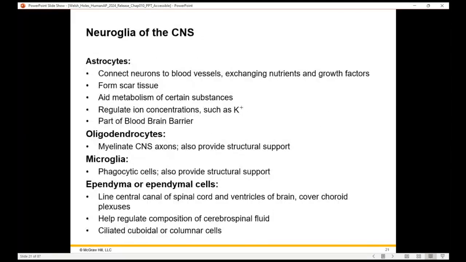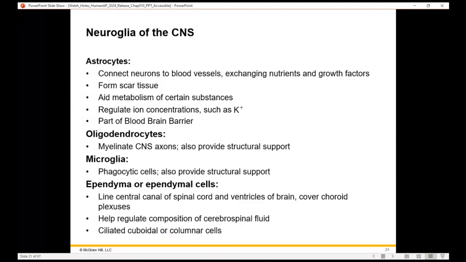Astrocytes are specific neuroglia. They connect neurons to blood vessels, exchanging nutrients and growth factors. They form scar tissue. They aid metabolism of certain substances. They regulate ion concentrations, such as potassium. They are part of the blood-brain barrier.